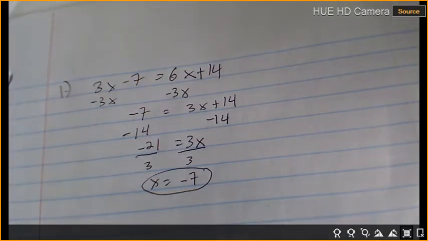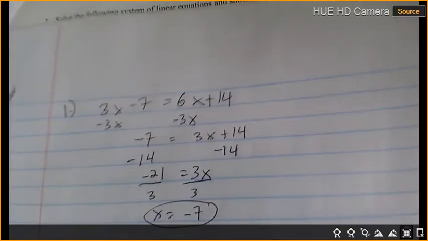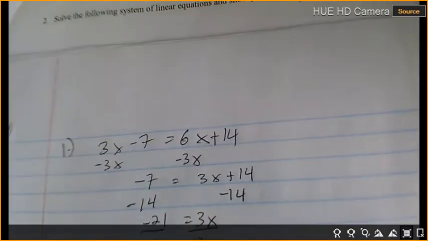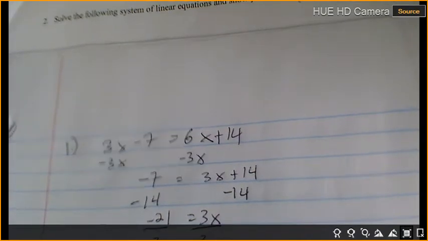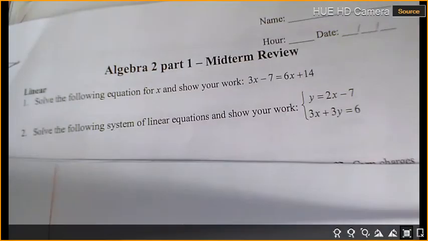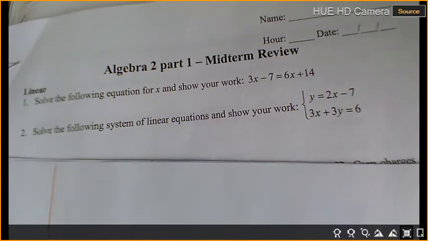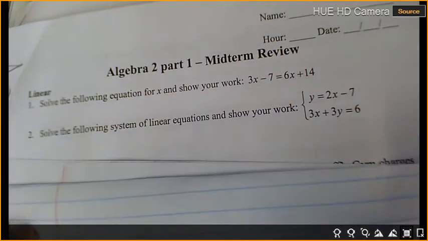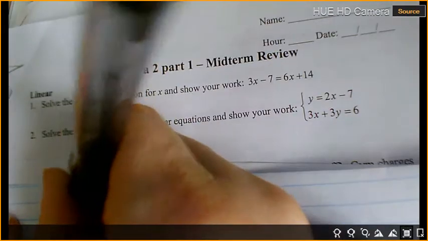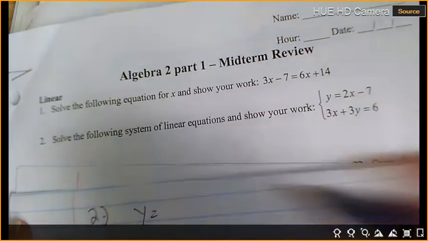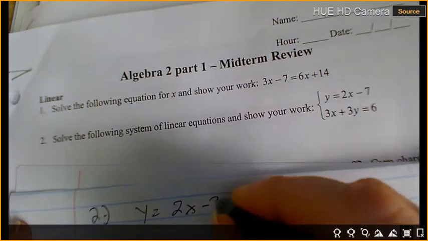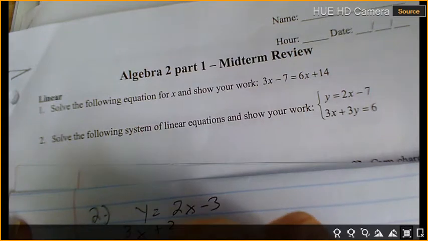You could have done it that way and you still would have gotten the same answer. Okay. Either way. All right, let's move on to number 2. Number 2, we are looking at a set of 2y equals mx plus b. Okay? So, I am going to take number 2. I've got y equals 2x minus 7 and 3x plus 3y equals 6.